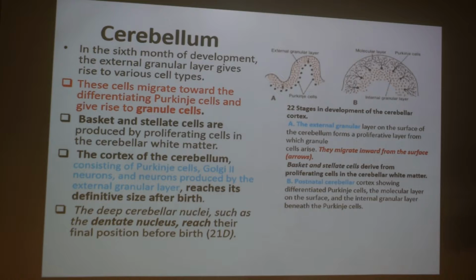This neuroepithelial layer is going to give rise to the cells which will migrate to the surface of the cerebellar cortex, giving rise to the external granular layer. And this external granular layer is a proliferative layer which is going to give rise to cells like Purkinje cells and granule cells. The basket cells and stellate cells are going to come out from the white matter. The nuclei which you see in the white matter, the dentate, are all migrating from the external granule cell layer, but they would take time to reach the white matter. So by the time of birth, the definitive cerebellar structure would be there.